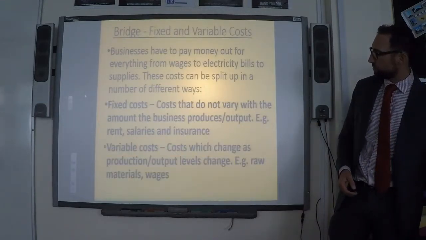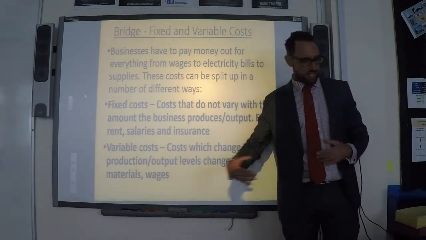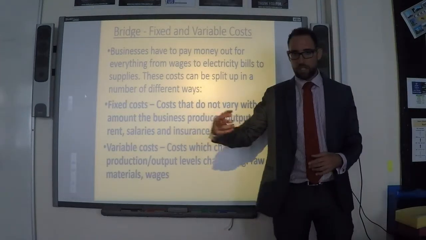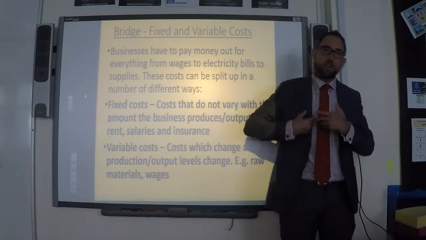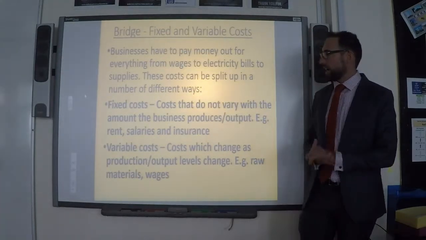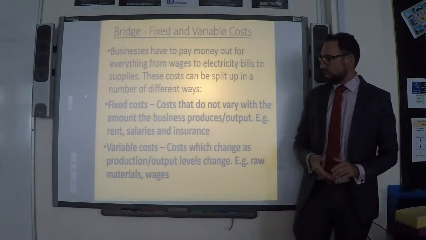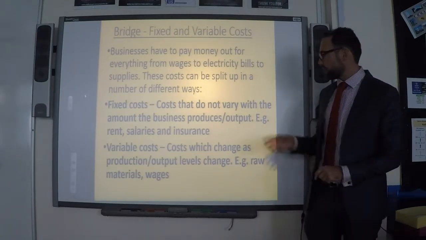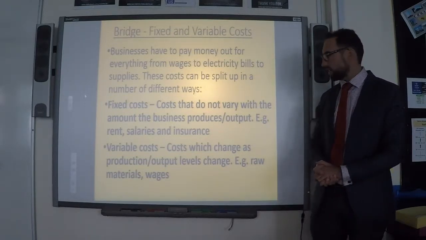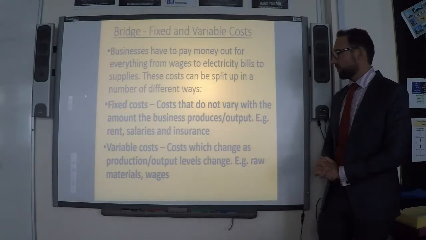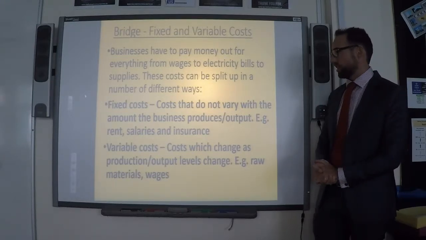Now, obviously a cost is just an outflow of money from the business, okay? So a cost is something you have to pay for, money is leaving the business and going out from the business. Now, the two types of costs we have. Fixed costs. So fixed costs, your definition on the board, guys. Fixed costs do not vary with the amount the business produces or its output.